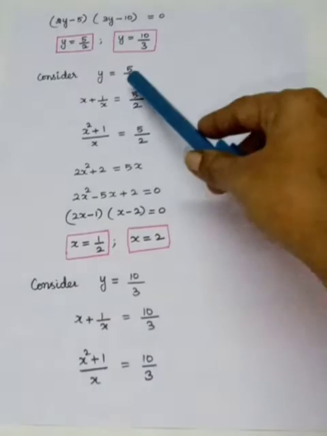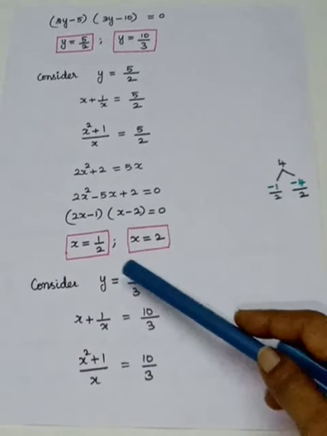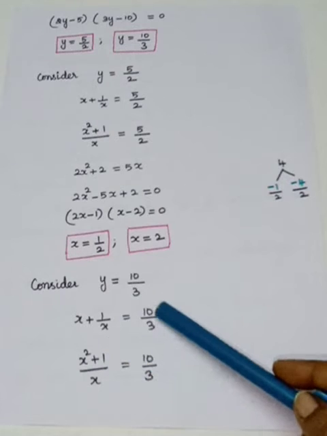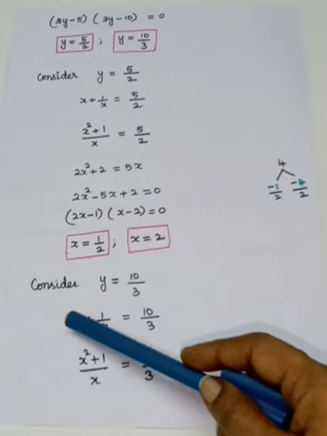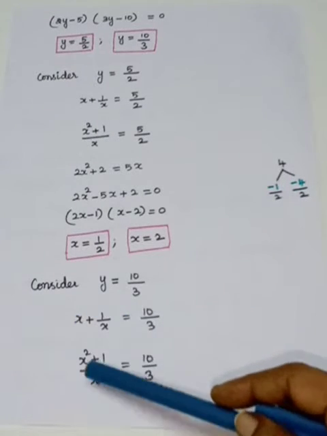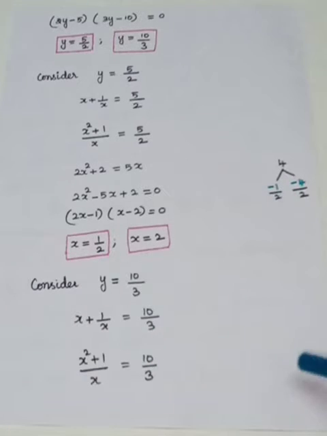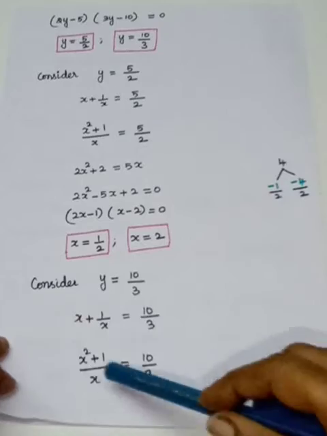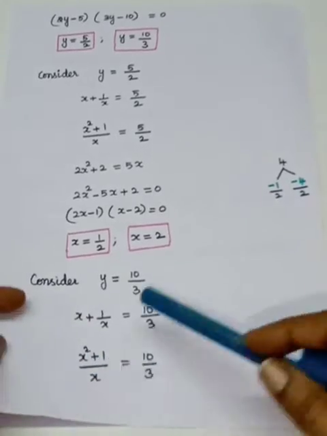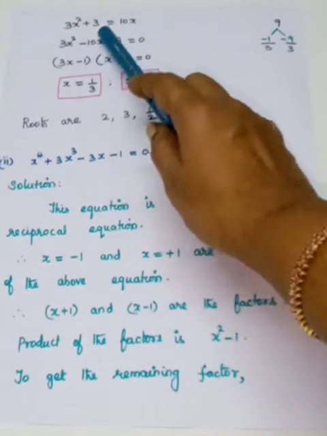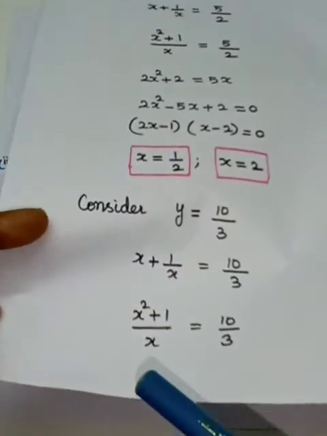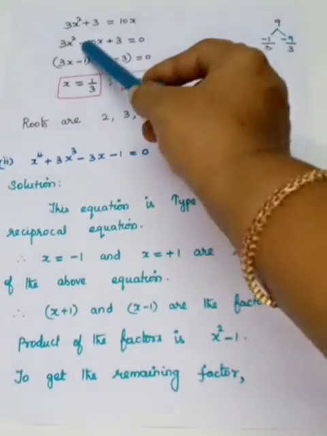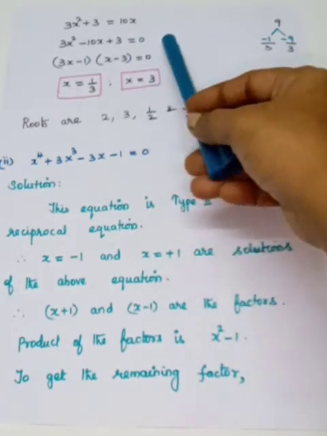Now consider the next y. y is equal to 10 by 3. In the place of y, what do you have to substitute? x plus 1 by x. That is equal to 10 by 3. So when you take LCM, (x squared plus 1) by x is equal to 10 by 3. Next, you have to cross multiply. So here, 3 into (x squared plus 1). So it is 3x squared plus 3 is equal to 10 into x, that is 10x. Bring the 10x to the left side: 3x squared minus 10x plus 3 is equal to 0.